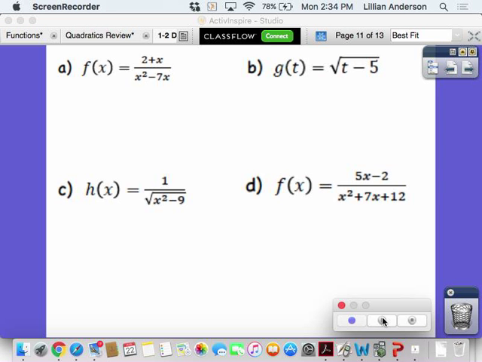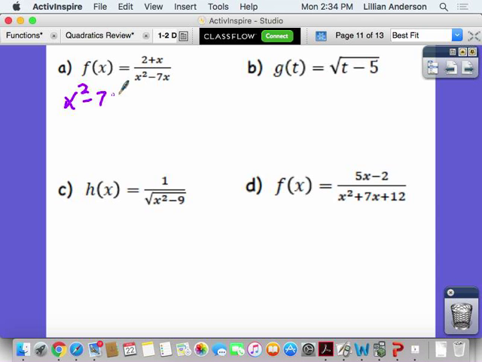So for the first one, f of x equals (2 plus x) over (x squared minus 7x). Okay? Right here, anytime you see a fraction, you already know what number cannot be in the denominator. 0. Okay? Is there a square root anywhere? No. So the only thing you have to really worry about is the denominator cannot equal 0. So your domain is going to be every real number except where the denominator equals 0. So what number is that? You take the denominator and you set it equal to 0.